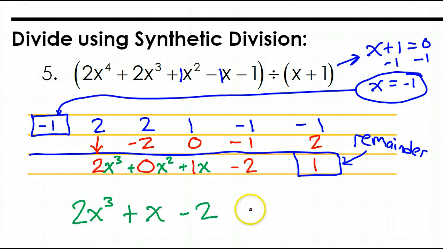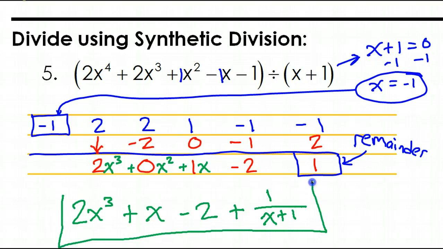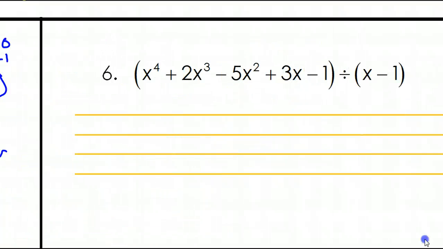Now for the remainder, again, I need to add this on as a fraction. So I'm going to do 1 over. And it's going to be over the divisor. So the divisor was x plus 1. So it's going to be 1 over x plus 1. So this will be your answer to number 5. All right, soak it in. All right, number 6.